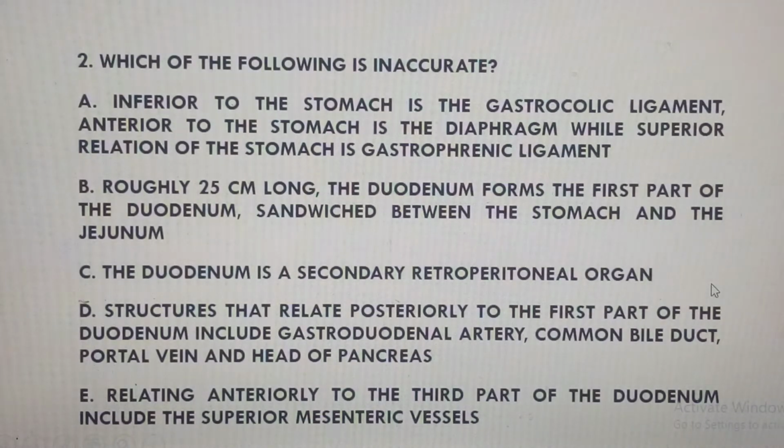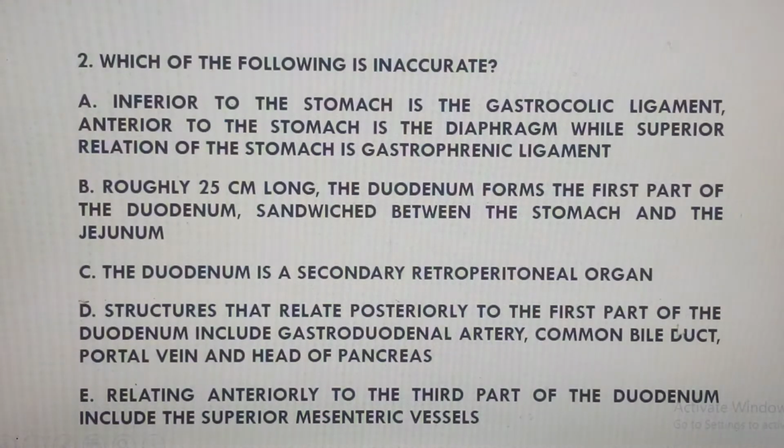Option D says structures that relate posteriorly to the first part of the duodenum include the gastroduodenal artery, common bile duct, portal vein, and head of pancreas. Yes, these ones are related posteriorly, behind what we call the first part of the duodenum. We will see that.